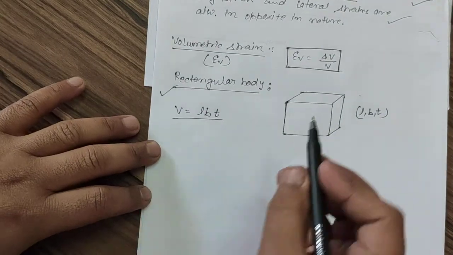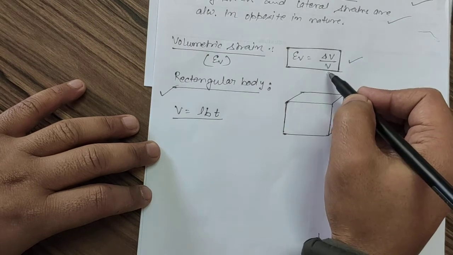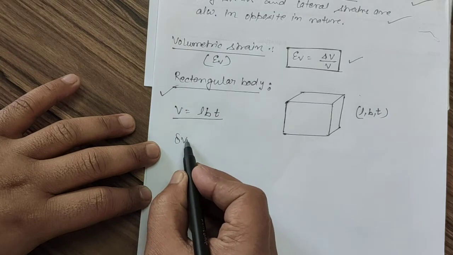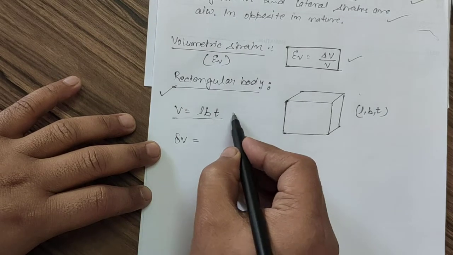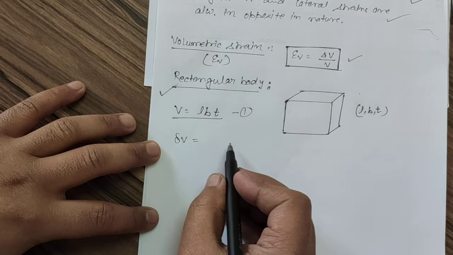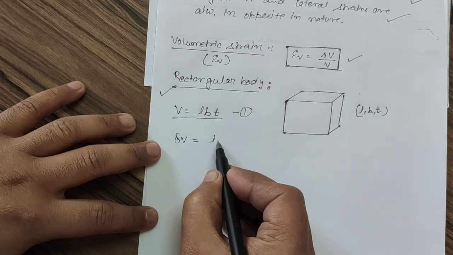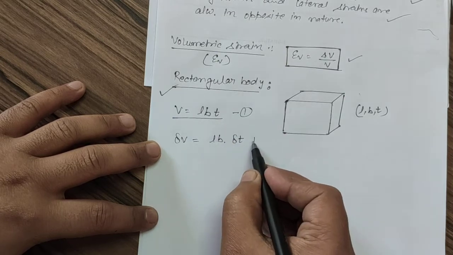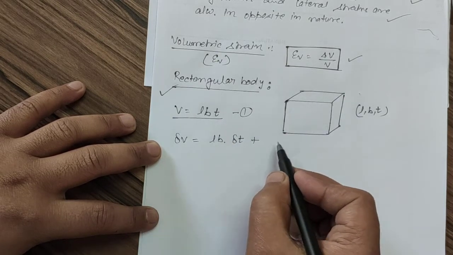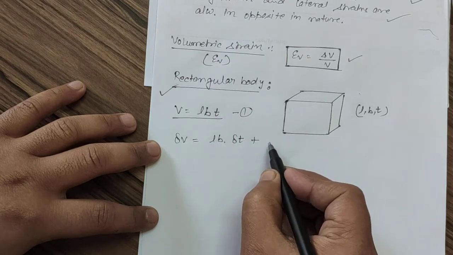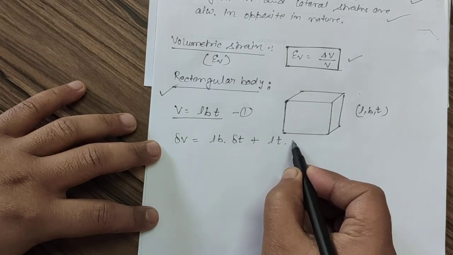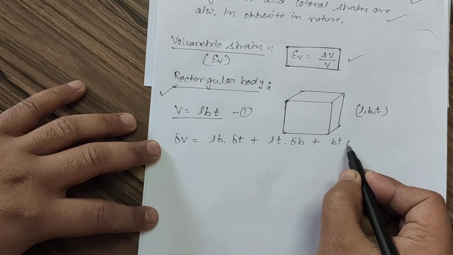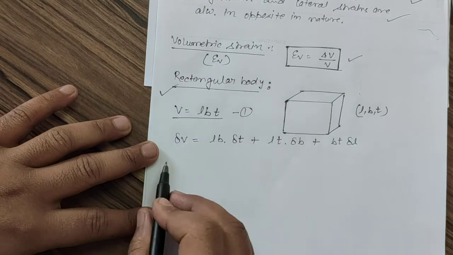How are we going to calculate? This is equal to delta V by V. Now we differentiate this equation partially. Partial differentiation of this equation will be equal to: first two dimensions we take constant, then differentiation of the third one, plus the L T constant and del B, plus B T constant and del L.